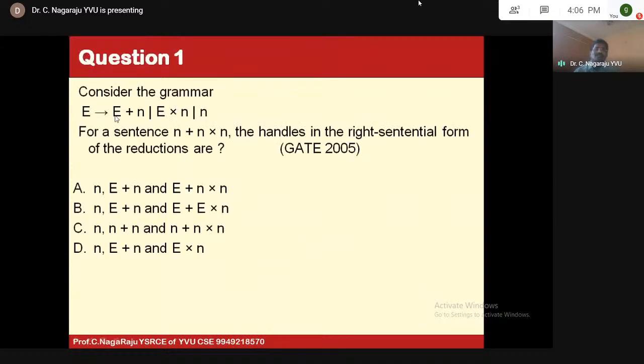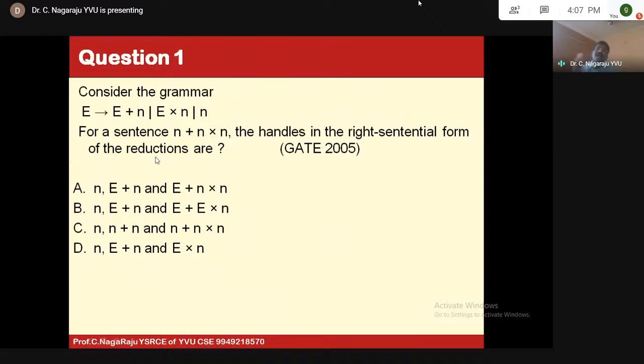GATE questions. The first question you have already seen in the previous class. It is the same example I explained, but the question is different. Consider the grammar E tends to E plus N or E into N or N. This is a context free grammar. For the sentence N plus N into N, the handles in the right sentential form of the reductions are.